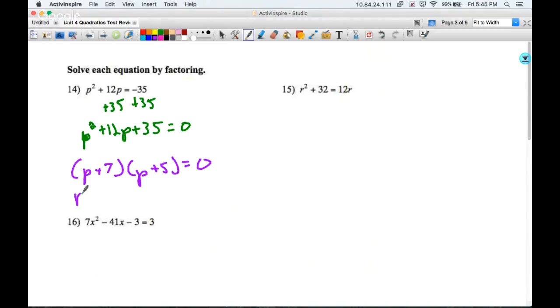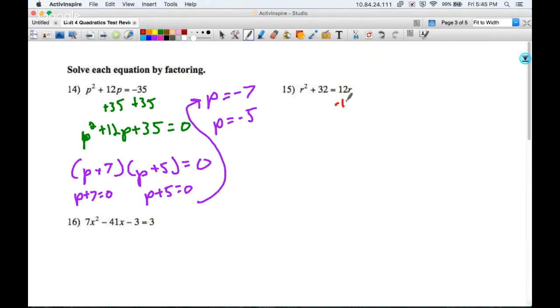And now I can set those linear factors equal to 0 and solve from there. And I get that p equals -7 and p equals -5. Those are two values that will both make this true. We can double check by plugging them back in.